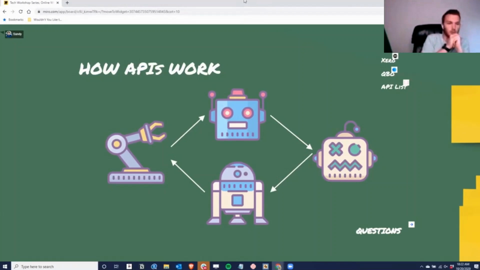APIs are at a very basic level what we just talked about. It's defining a standardized way for two systems to talk to each other. So Intuit has all of your QuickBooks Online data sitting on a server in a standardized format.